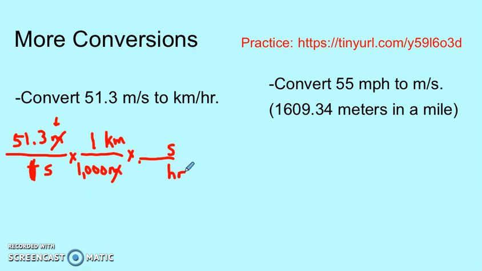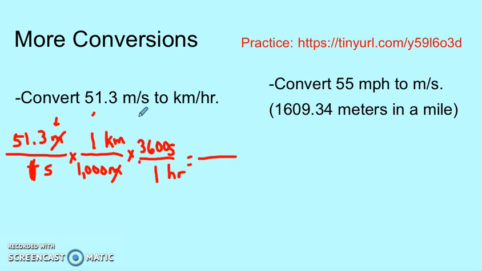Now, I happen to know this one because I have worked with conversion fractions a lot, but this might be something that you may have to Google also. It is 60 times 60, 3,600 seconds in 1 hour. Now, all you do is multiply straight across for the top and multiply straight across for the bottom. So you have 51.3 times 1 times 3,600. And I will do that on my calculator that you cannot see.